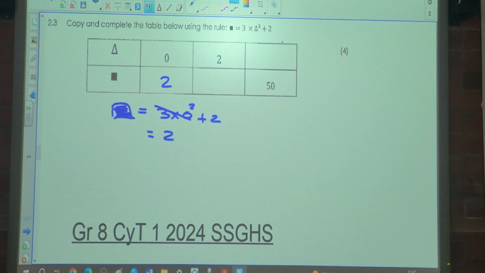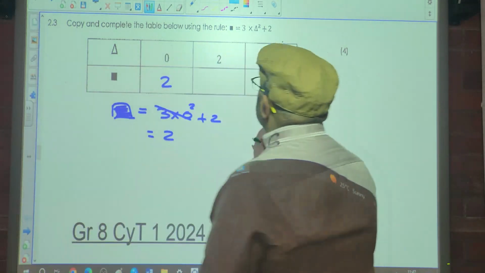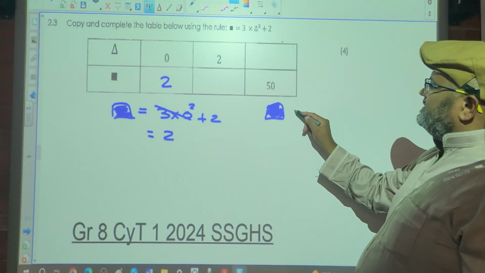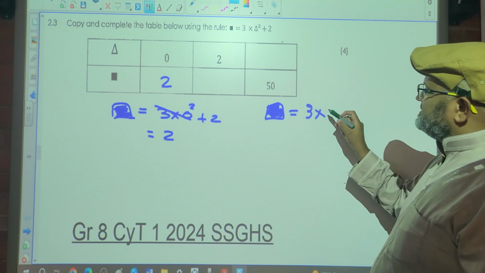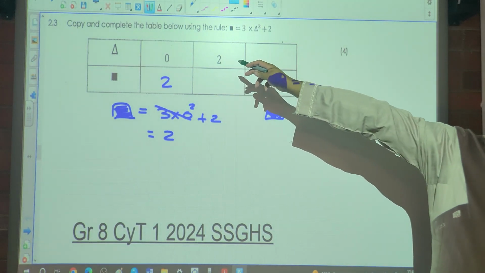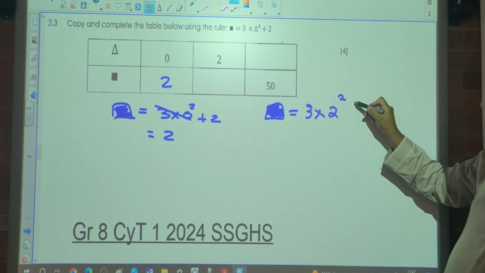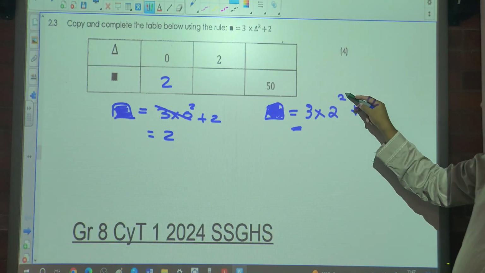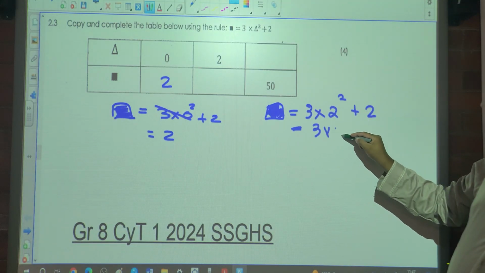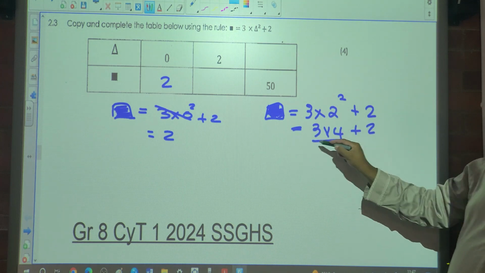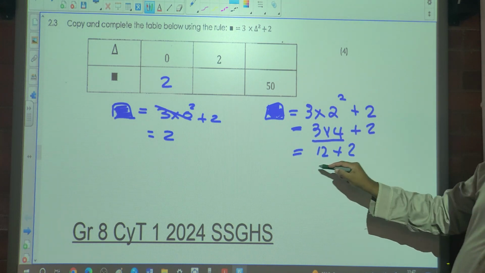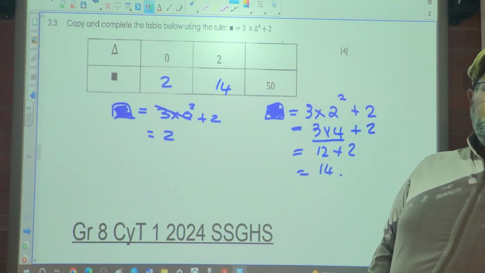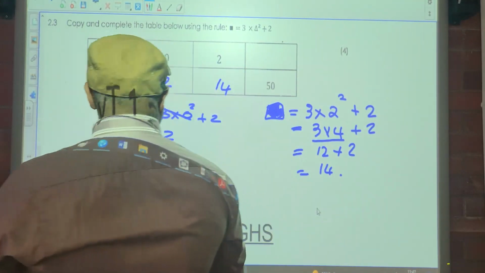Not so? Let's look at the next one. Your square is equal to 3 times the triangle, which is now 2. So 2 squared plus 2. What is 2 squared? 4. So it's 3 times 4 plus 2. What's 3 times 4? 12. Plus 2 is 14. You all agree with that? Look at the next one.